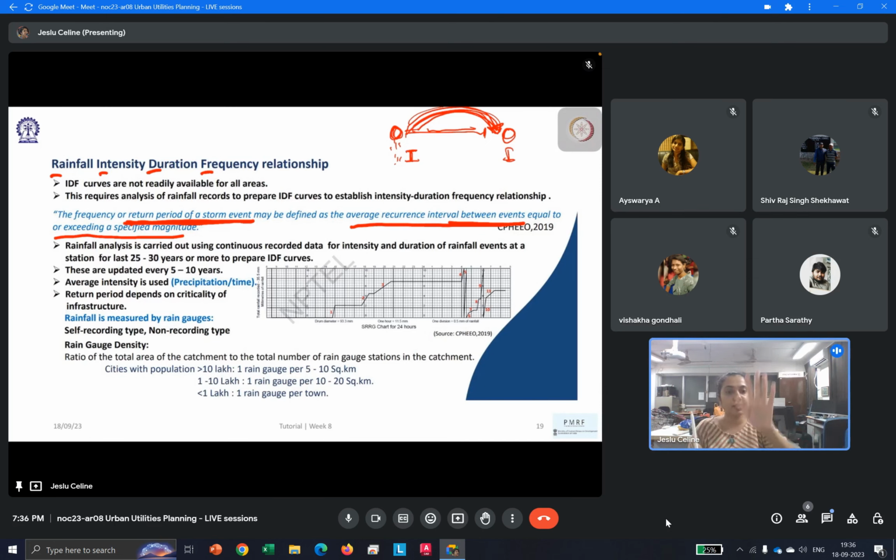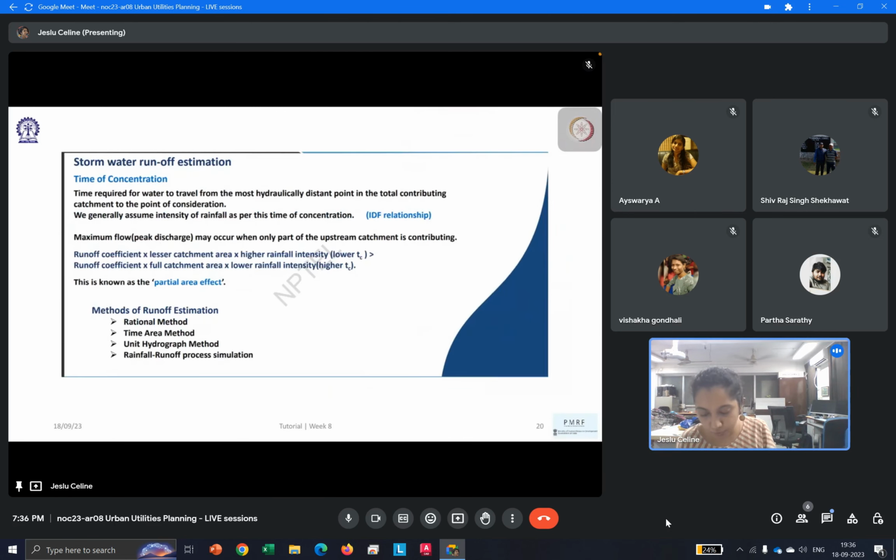This graph gives us an idea about all three variables in one graph, as discussed in the lecture. That was the IDF relationship, and we use the Bernard equation. For this, we first need to estimate the runoff. To estimate runoff, we always go for the rational method, time area method, or unit hydrograph method. The other three options which were given were used to estimate the runoff.